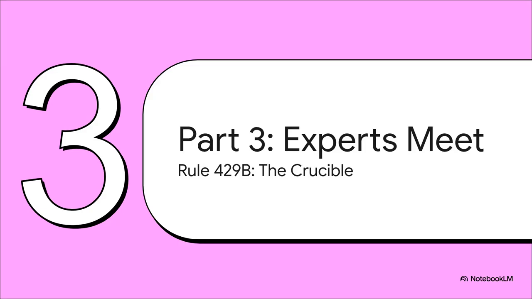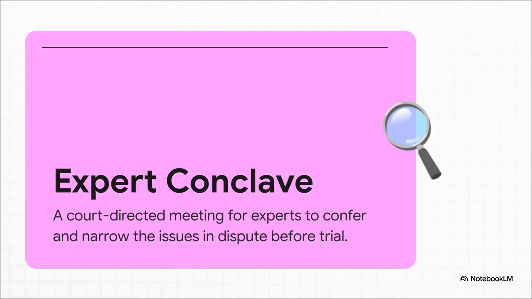Now we get to a really critical pretrial stage. This is where opposing expert views are really put to the test. It's the expert conclave, and it's a process that's directed by the court under another key rule for your exam, Rule 429B. So what's the point of a Rule 429B conclave? It's really about taking the experts out of that adversarial courtroom pressure. The idea is to get them to meet, usually without us lawyers in the room, to just talk. They figure out what they actually agree on, what they disagree on, and why. The goal is to save a ton of time and money at trial by finding that common ground beforehand.